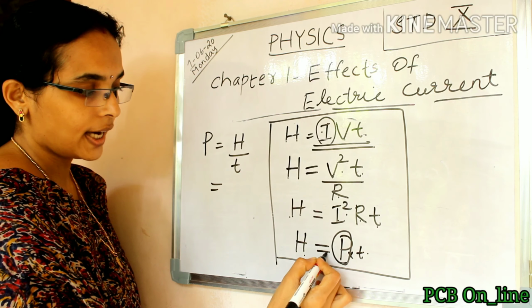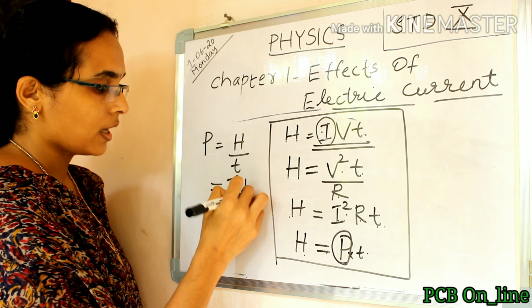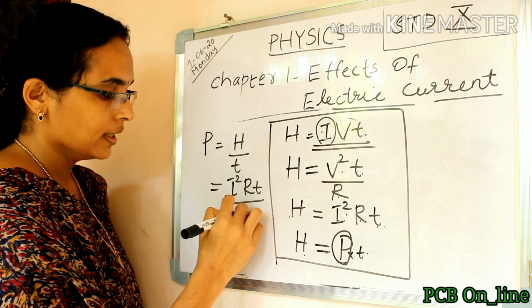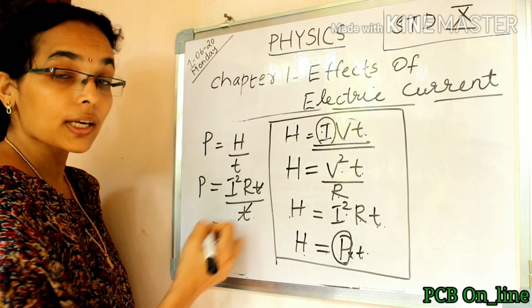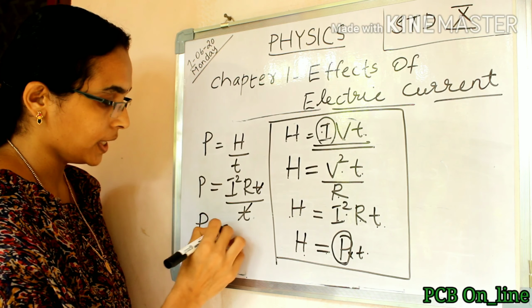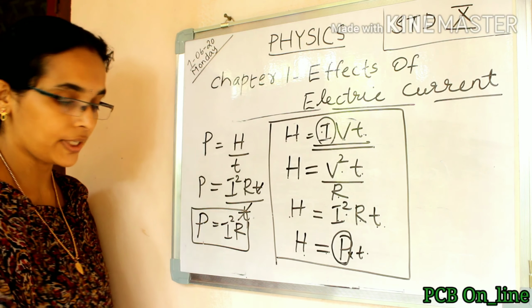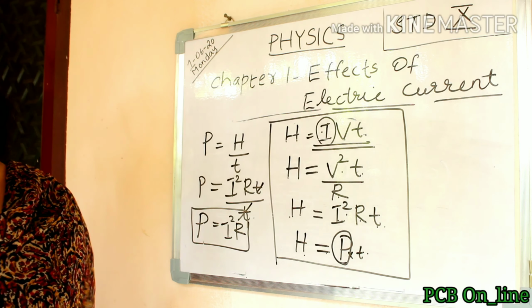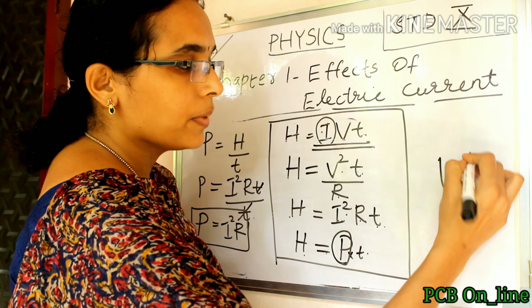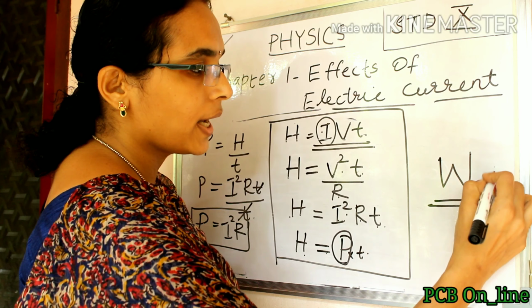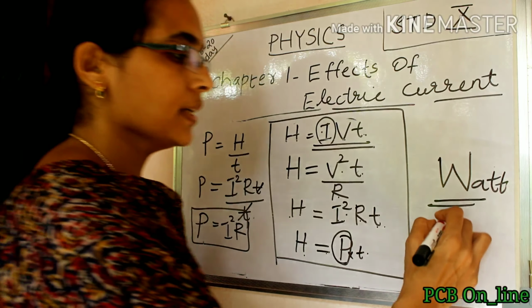We use H is equal to I square RT here. I square RT divided by T. Then what will be the P? These two T get cancelled and we get P is equal to I square R. This is our third equation for power. Also we know that the unit of power will be watt, W-A-T-T, which is symbolized by W.